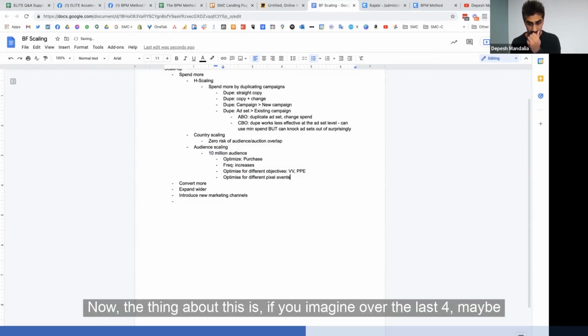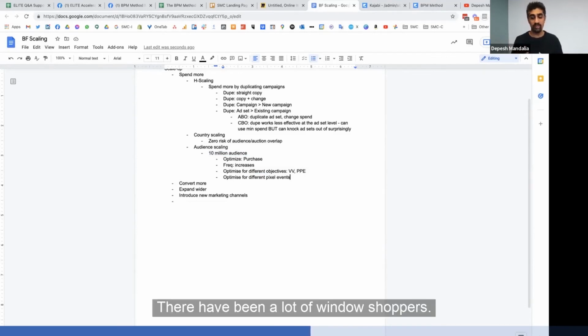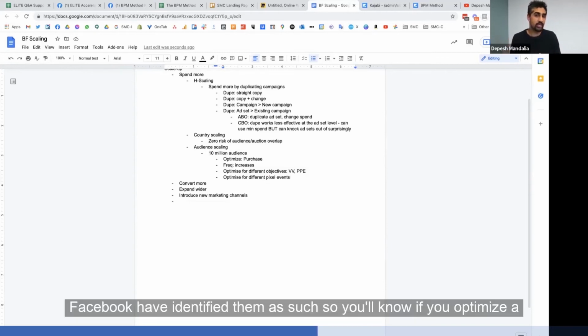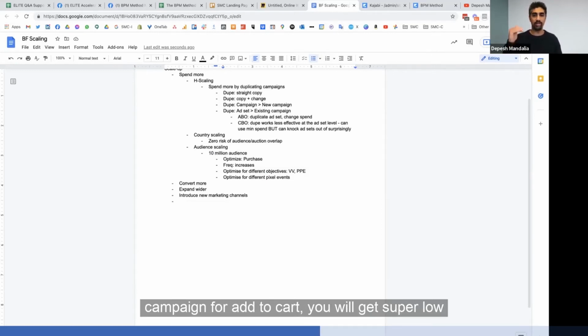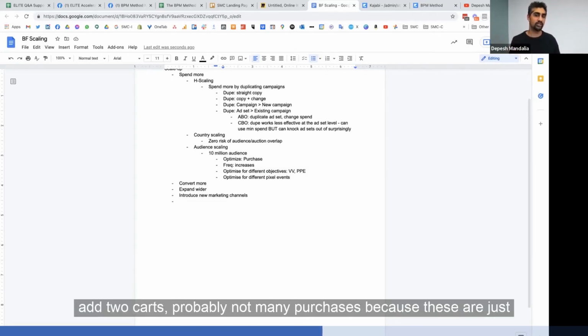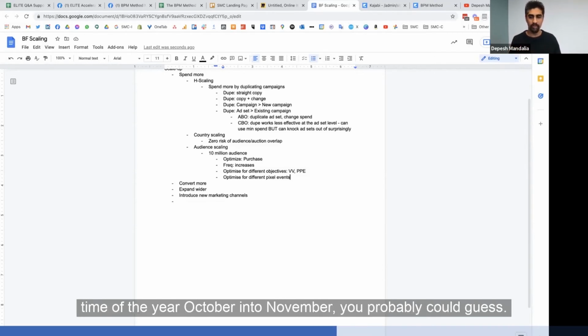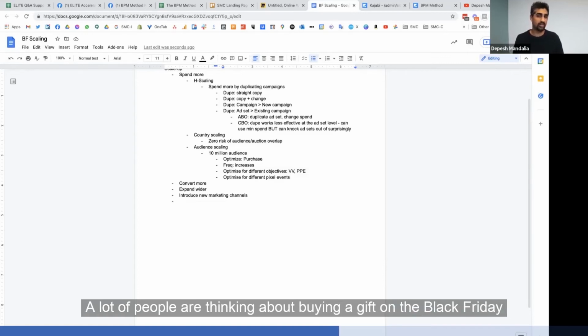Now, the thing about this is, if you imagine over the last 4, maybe 6 weeks, there have been a lot of window shoppers. So people that are firing add to carts, people that are firing initiate checkouts. Facebook have identified them as such. So you'll know if you optimize a campaign for add to cart, you will get super low add to carts, probably not many purchases, because these are just people that maybe either don't have money or they're thinking about buying, which throughout the year is really hard to predict what their mindset is. But at least in this time of the year, October into November, you probably could guess that a lot of people are thinking about buying a gift.